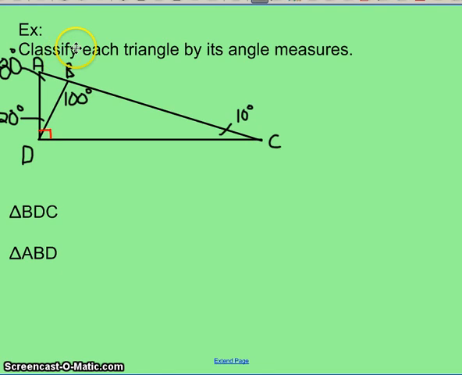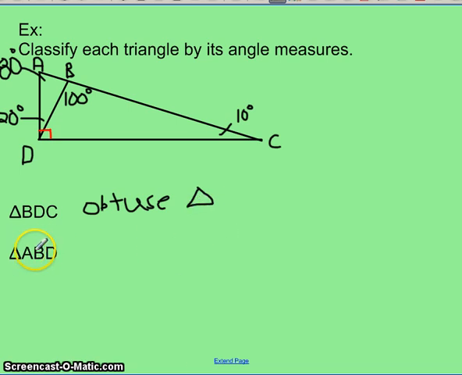Well, let's see. We get to classify each triangle by its angle measures, and it looks like we're given all the angle measures. The first triangle that we have to classify is triangle BDC. Looking at triangle BDC, I automatically see that 100 degrees, so that's going to make that an obtuse triangle. Look at that good handwriting.